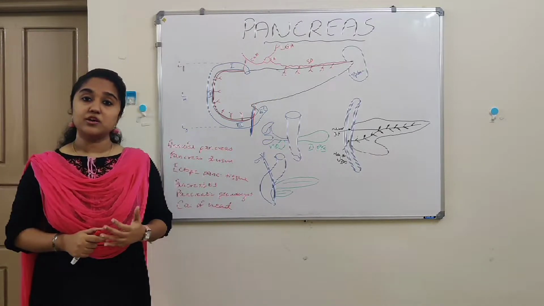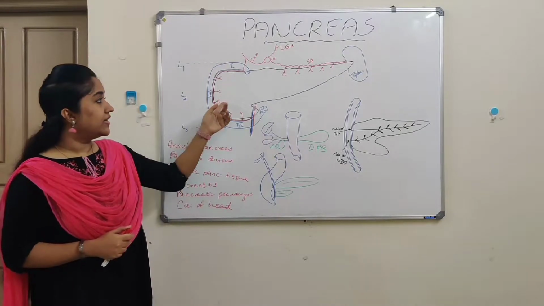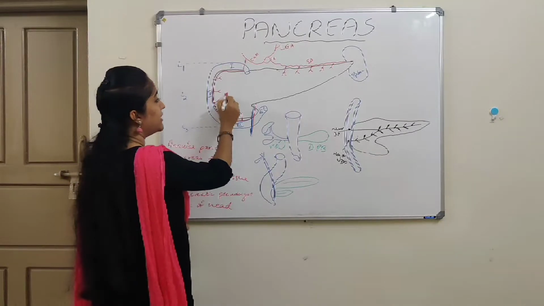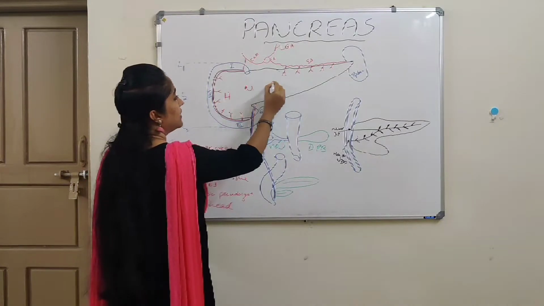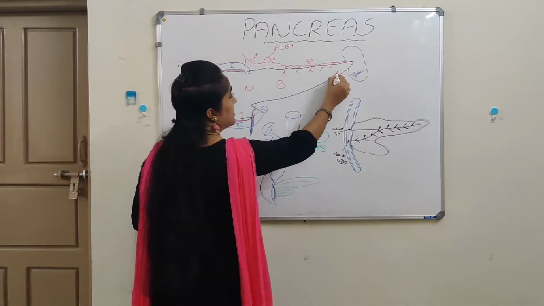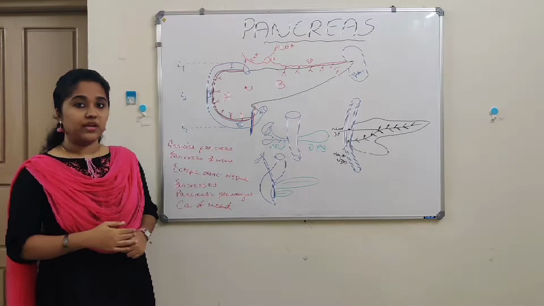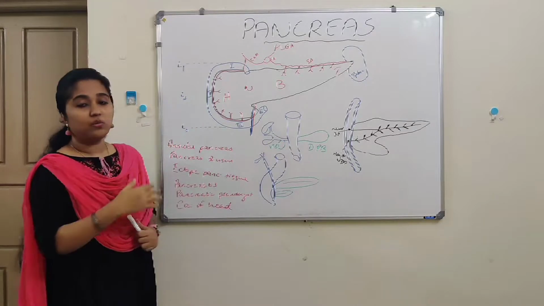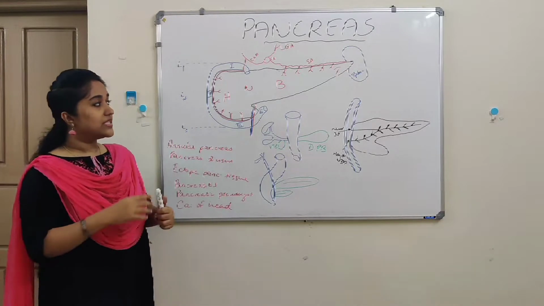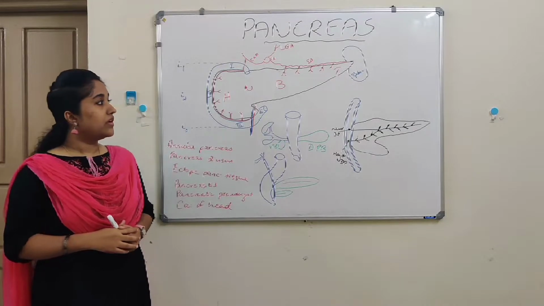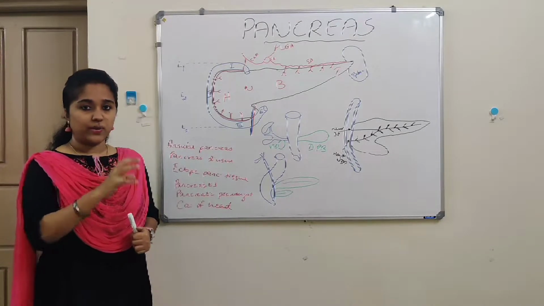The main parts of the pancreas are head, neck, body and tail. So this is the head, this region is the neck, this is the body and this is the tail. The head corresponds to the L1 L2 vertebra. The body lies almost in the transpyloric plane, whereas the tail lies opposite to the T12 vertebra. Now we'll see the parts one by one.